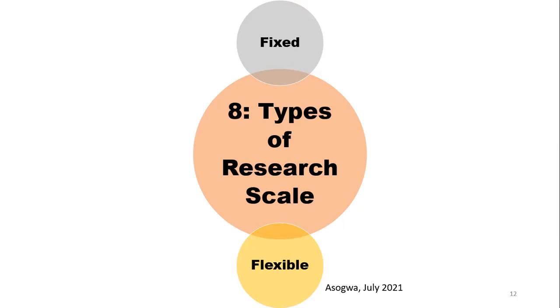Then when you come to flexible, it is flexible in terms of place. It is also flexible in terms of data. Like temperature can be flexible. You can get 36.1, 36.2, 36.3. So it is flexible. It is not fixed. So we can also classify research as fixed research or flexible research.